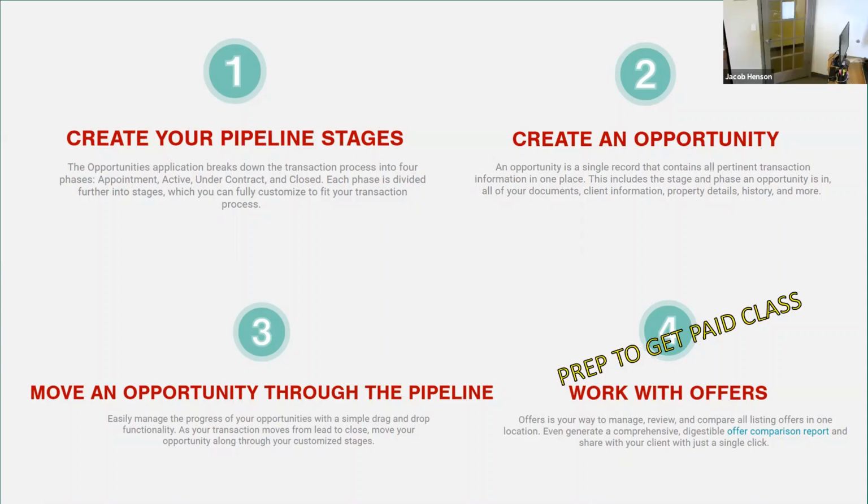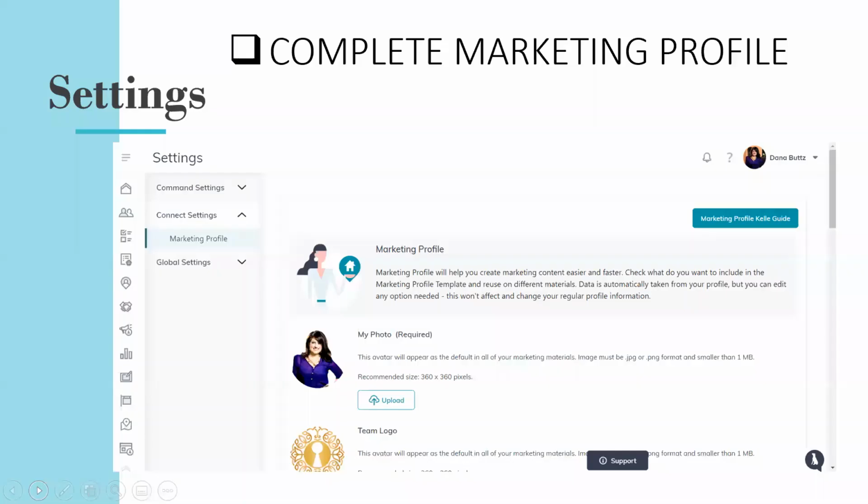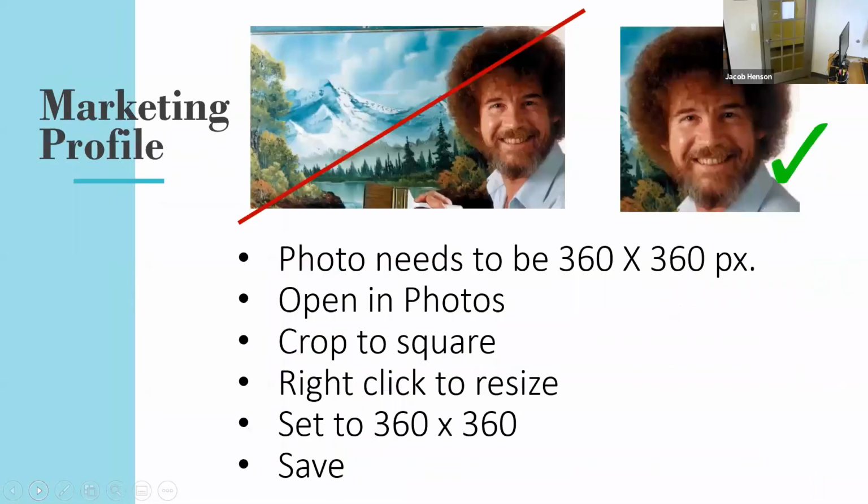Okay, so once we create an opportunity, we'll move it through the pipeline. As you can see, number 4 here, work with offers. That's going to fall under compliance and how we're going to handle all the new dot loop stuff. That is Marie Everett's Prep to Get Paid class. So if you don't know Command, you have to have the class that you're in now before you can take that. And this would be the next step, the Prep to Get Paid class. You can find those in the KW Connect calendar. There's 2 this week and 1 next week. Oh, that's your homework.